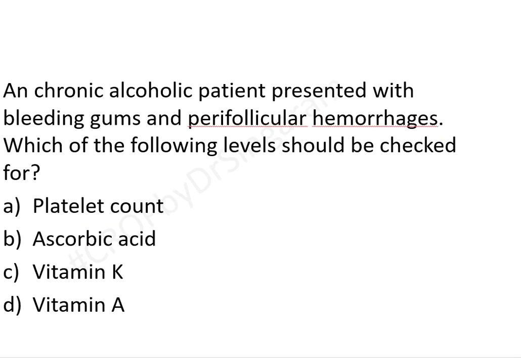Next question: a chronic alcoholic patient presented with bleeding gums and perifollicular hemorrhages. Which of the following levels should be checked? Remember, a chronic alcoholic patient is prone to so many deficiencies, in vitamins as well as some clotting factors. That is a very common point all of you will be remembering. But here the question is specifically asking about these manifestations, bleeding gums and perifollicular hemorrhages. These are very characteristic of scurvy, which is due to vitamin C deficiency.